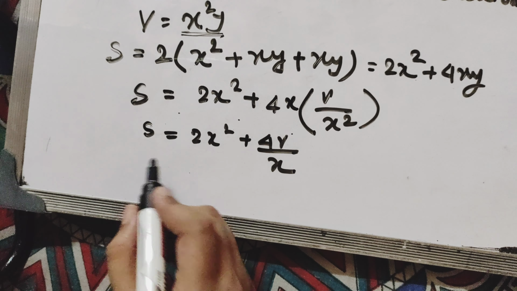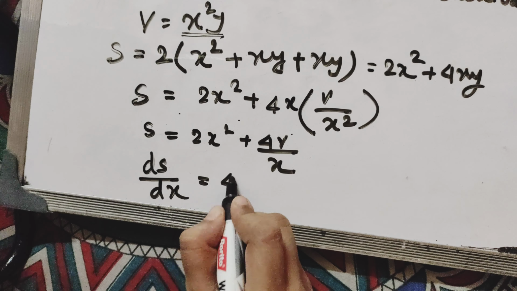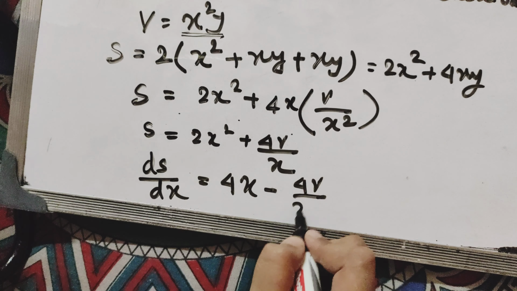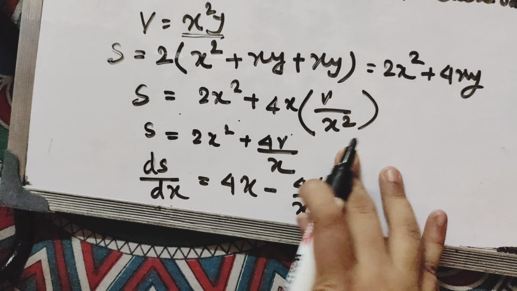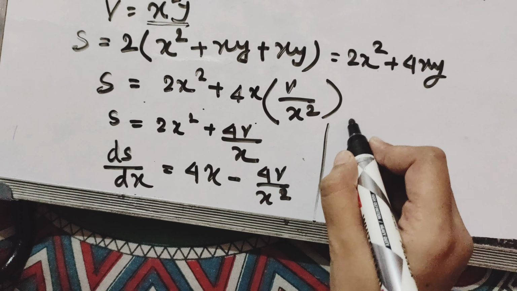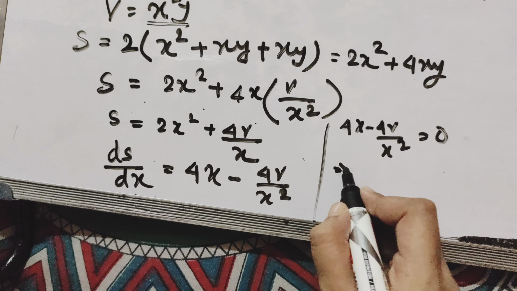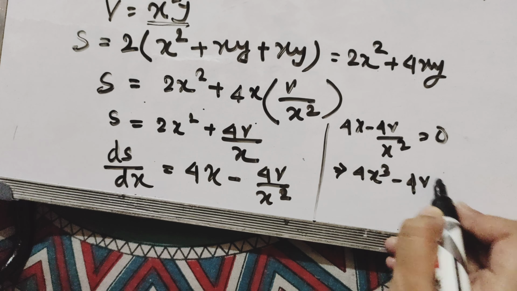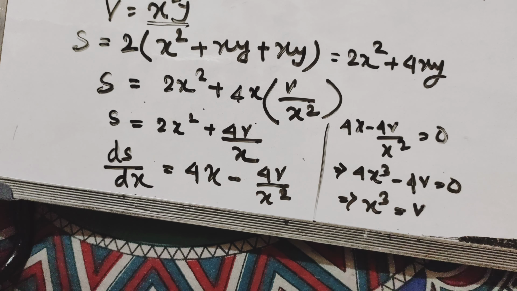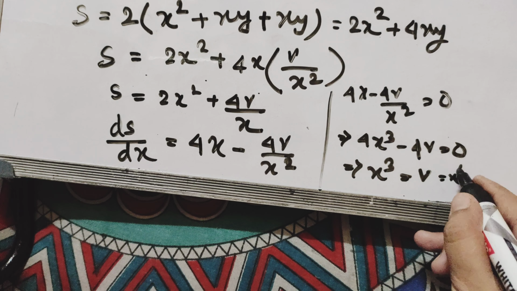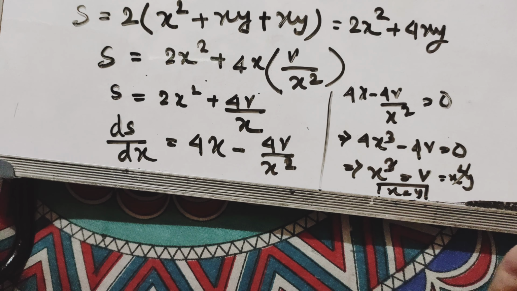Now differentiating both sides with respect to x, dS by dx is 4x minus 4V by x squared. Now at the critical point, dS by dx equals 0. So 4x minus 4V by x squared equals 0. Therefore 4x cubed minus 4V equals 0, that is x cubed equals V. Now what is V? V is x squared y. So x equals y, right?